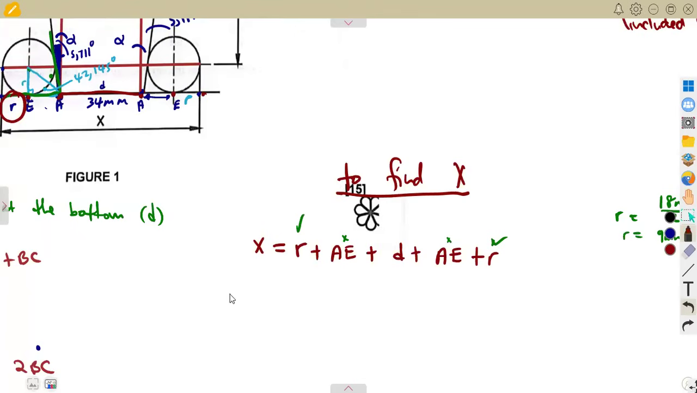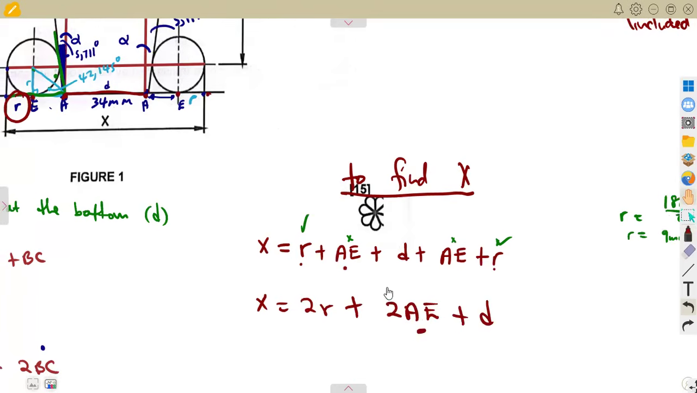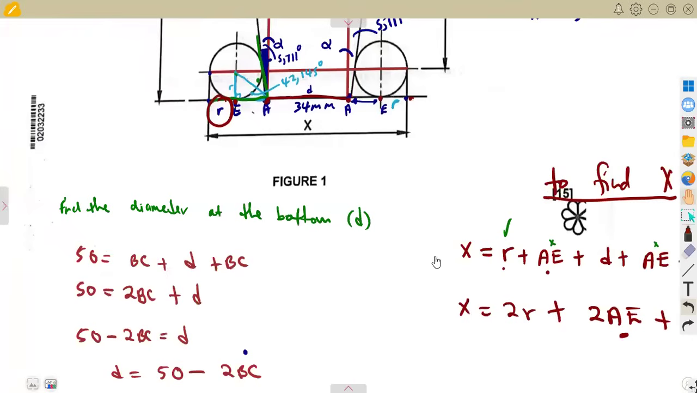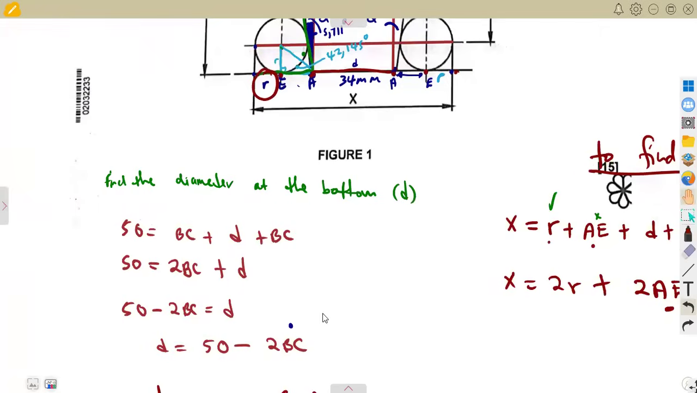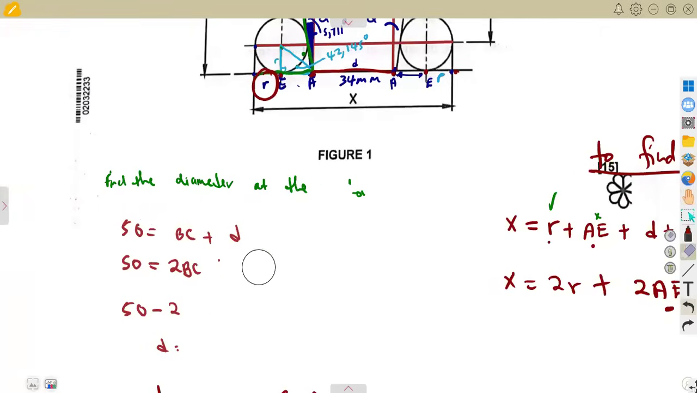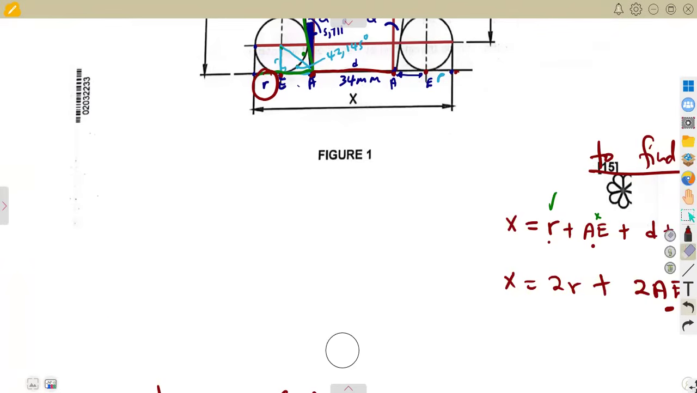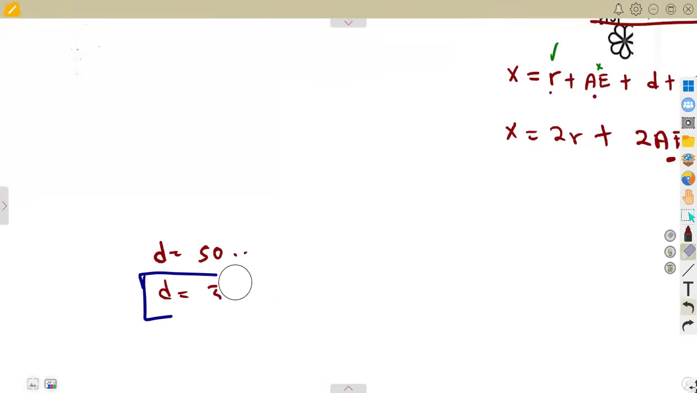So let us simplify X. We can just add R plus R, which is 2R, plus AE plus AE, which is 2AE, plus the diameter. So that means we need to calculate AE. That's your mechano, guys. You have to calculate this, you form a formula, and from that formula, you use it to calculate another part. You just have to follow steps. If you know this, then everything is going to be much, much easier.